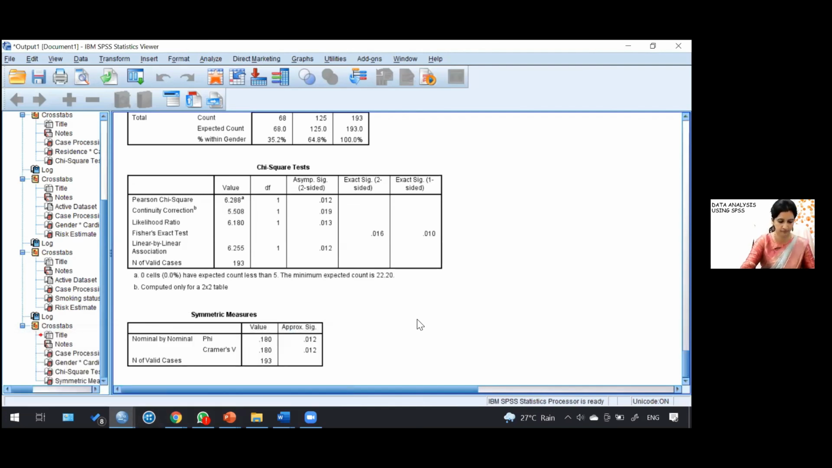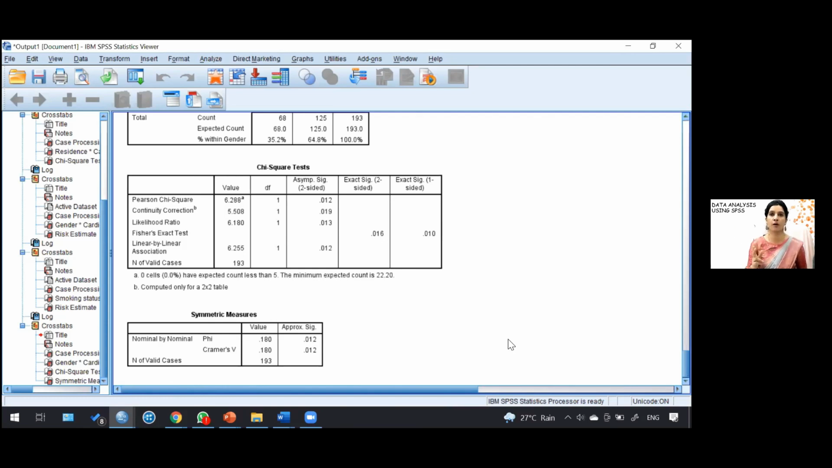Ma'am, in the chi-square output view, we have asymptotic significance two-sided and exact significance. What does it mean, ma'am? Like 3 columns are there. So in hypothesis testing, you must have read that there are two sides of hypothesis. We can either assume that the male has less cardiovascular disease, or the female has less cardiovascular disease.